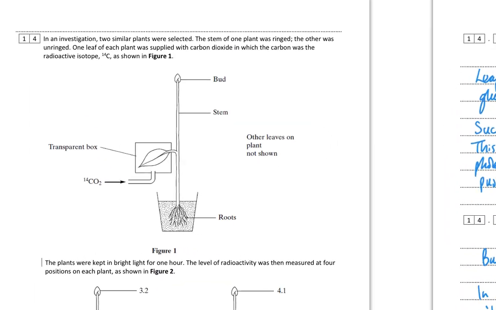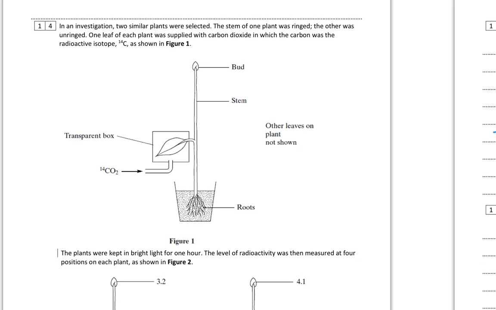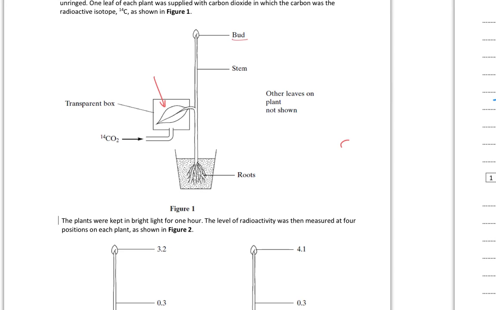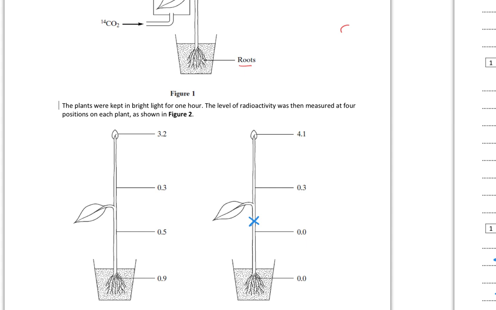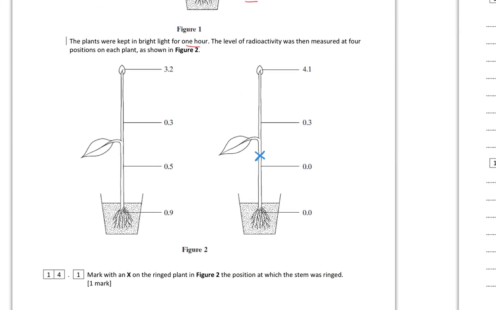It's been fed radioactive carbon dioxide. It's a transparent box, so it's getting light and can do photosynthesis. And then it's got a bud at the top, brilliant. It's got roots at the bottom. Then the plants were collecting bright light for an hour, right? So it's done photosynthesis. And then the radioactivity was measured at 4 positions. Yeah, place an X on the ringed plant.